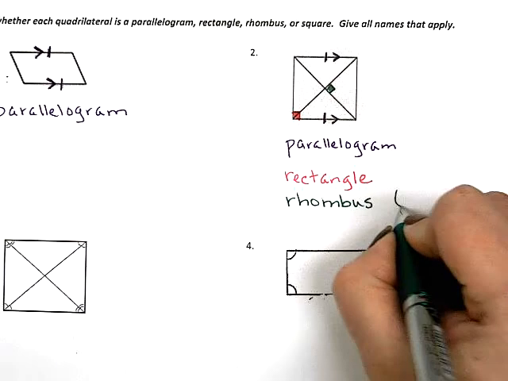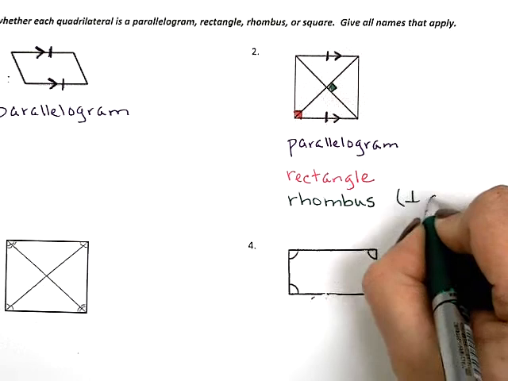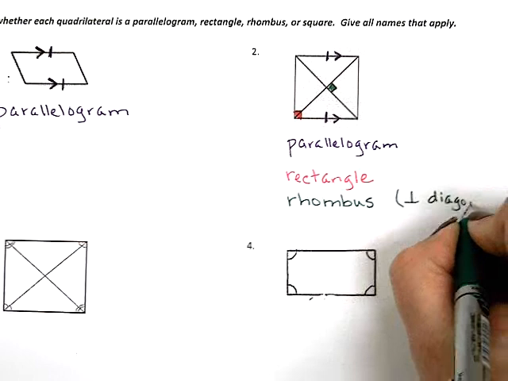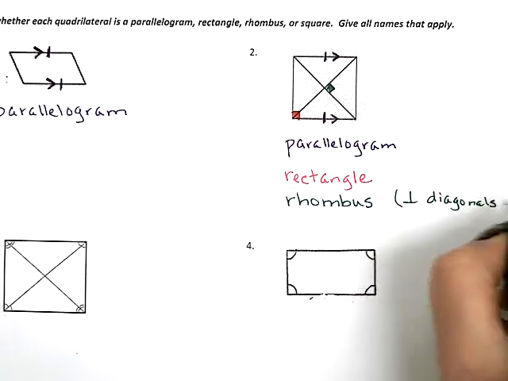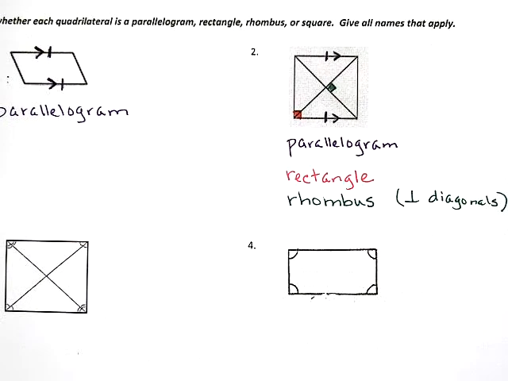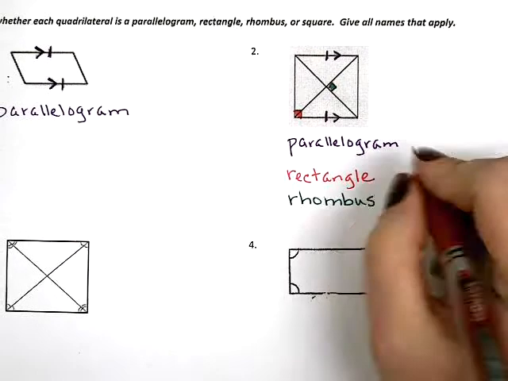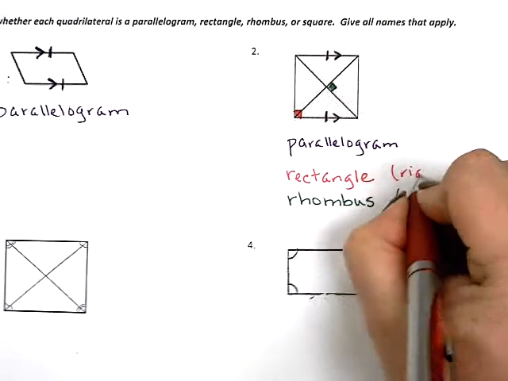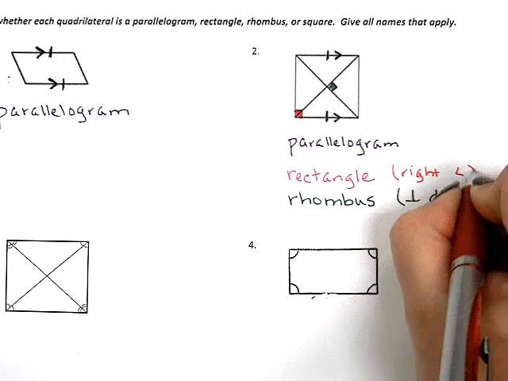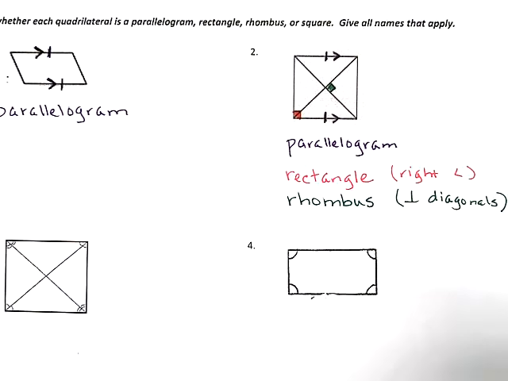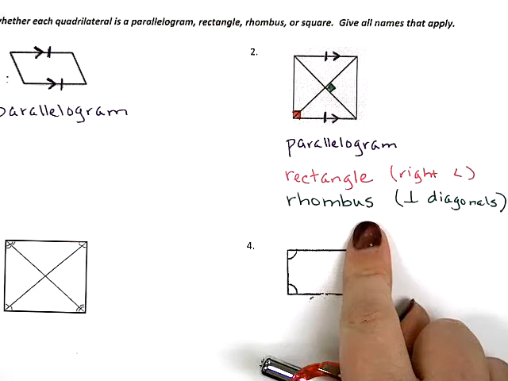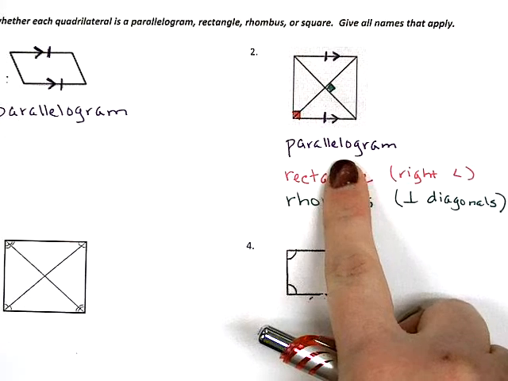Okay, and I'm actually going to write here, perpendicular diagonals, because that's how I kind of got to that. And with the rectangle, I got that because I had a right angle. But notice, I had to get that it was a parallelogram first. I couldn't have gotten to either of these without first saying that it was that parallelogram.